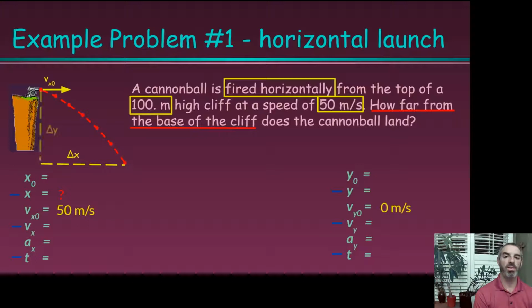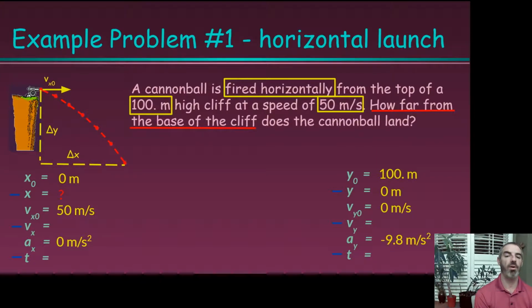Well, we know that the cliff is 100 meters high. That's the delta y. That's the difference between y0 and y. So 0 is the final because it lands on the ground, and y0 is 100. And we can assume that x0 is 0 since no information is given. Now we can plug in the values for the accelerations. We know that the x direction acceleration is 0, and the y direction is in free fall, so it's negative 9.8 meters per second squared.